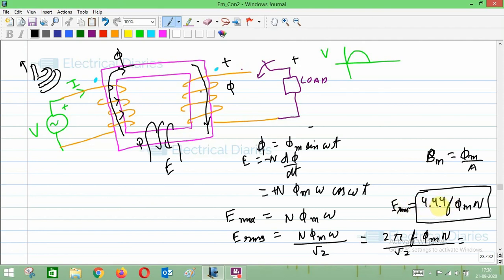One more thing you should remember is that for a three-phase machine, you put N as the turns per phase. So let me write down for a three-phase machine, you put N per phase. So that is something.